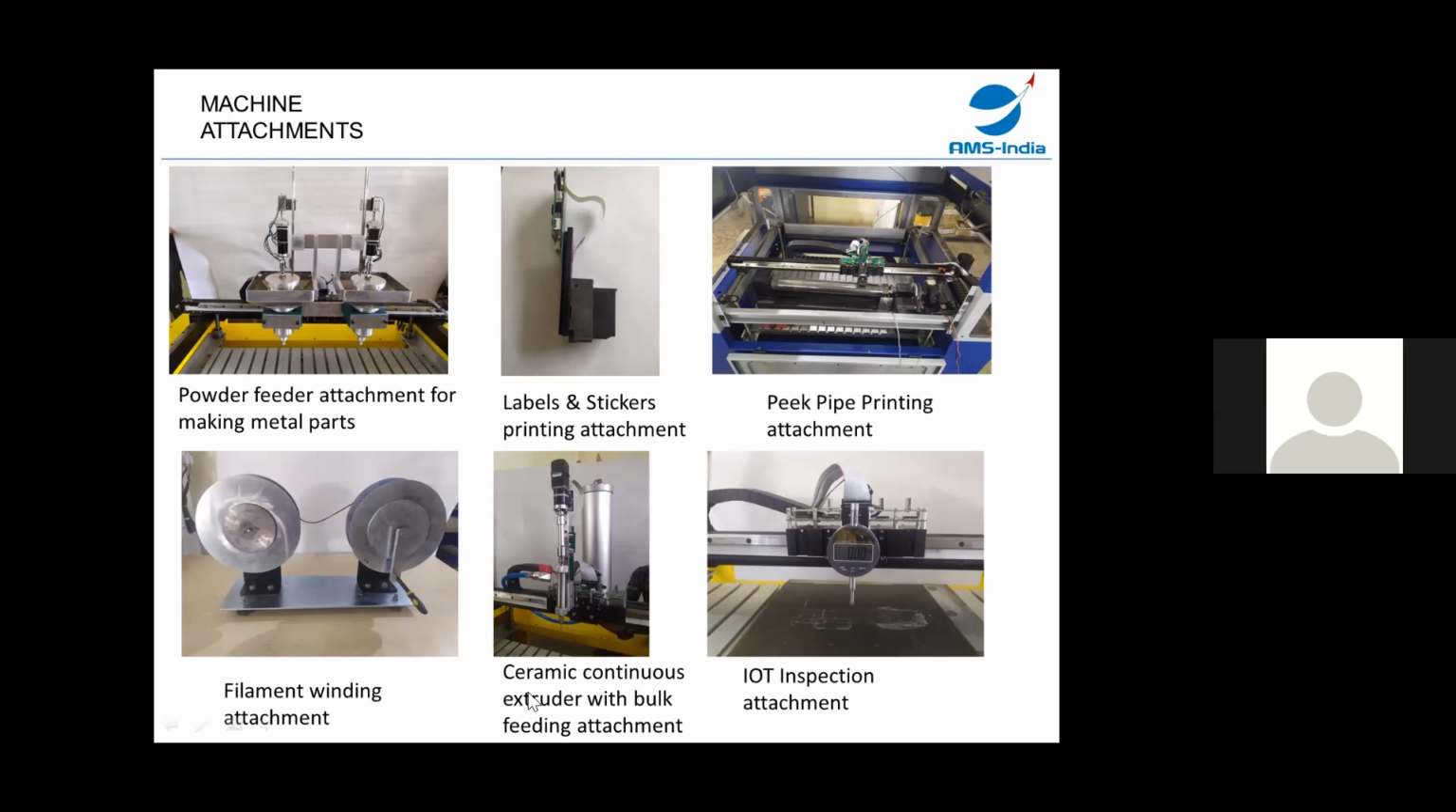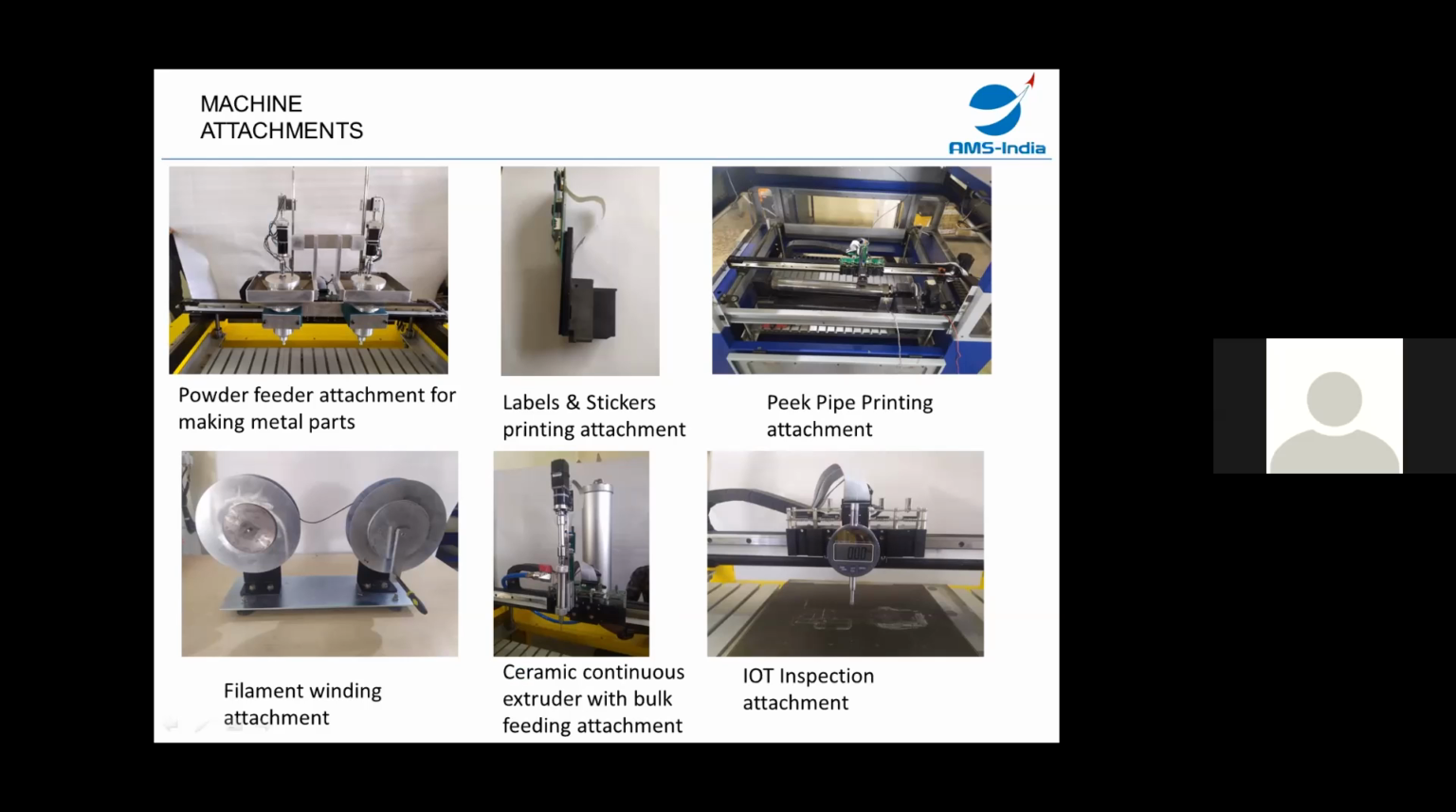There's a continuous bulk extruding attachment on the machine, which means that whenever material is being extruded continuously, suppose you want to make bigger ceramic parts, there is an extruder in which you put the ceramic and then you can keep printing continuously, and you'll be able to make parts of bigger sizes.